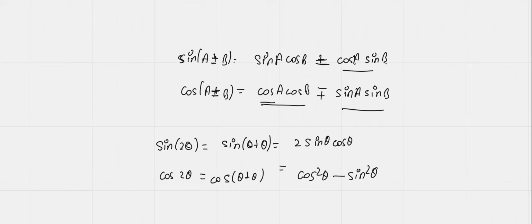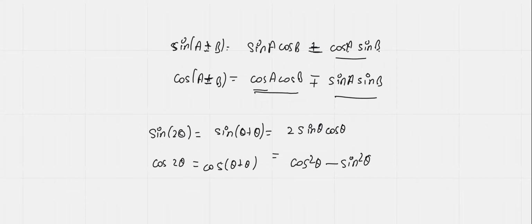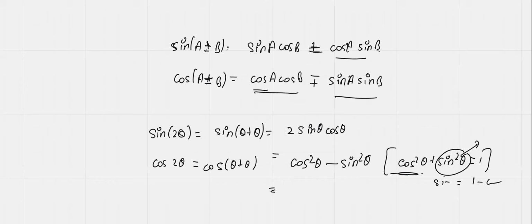Clear? Yes, sir. If you want, you can do another conversion also. You know that cos square theta plus sin square theta is nothing but 1, right? If you want this in just the form of cos, you can substitute sine square theta as 1 minus cos square theta. If you put this value here, you will get 2 times cos square theta minus 1. And vice versa also. If you want it in another form, you will get this one. Clear?